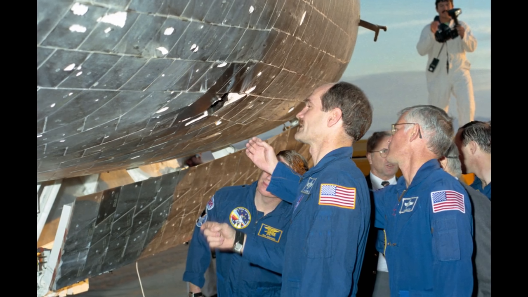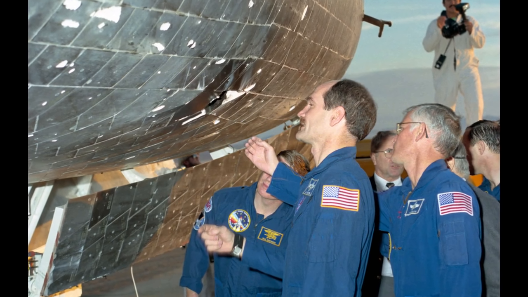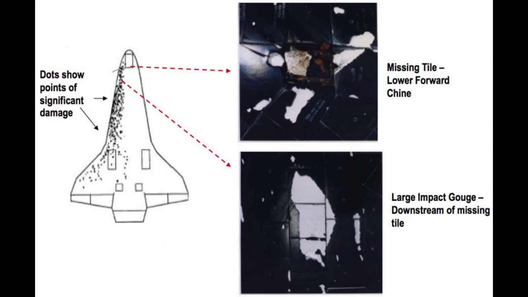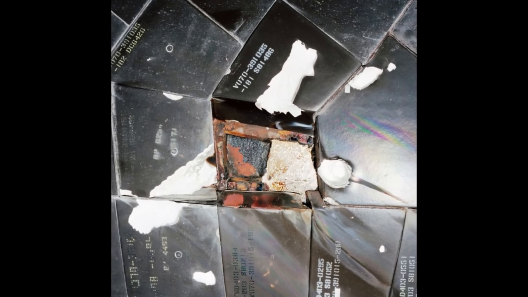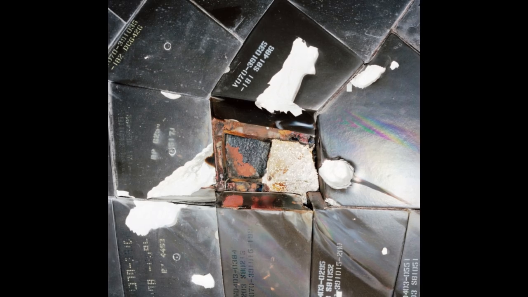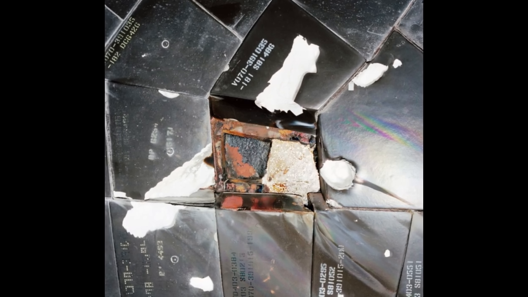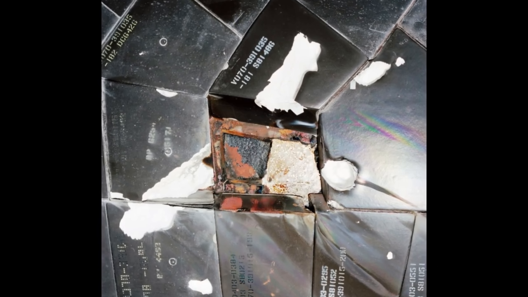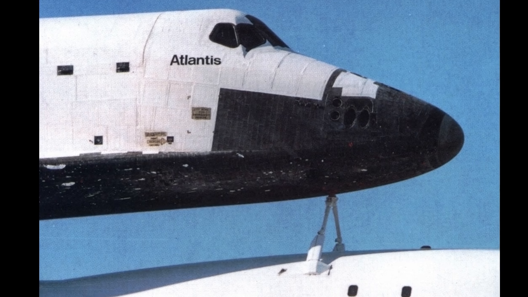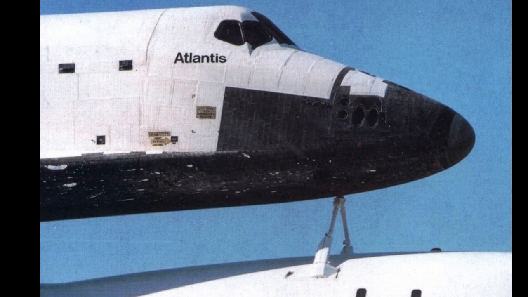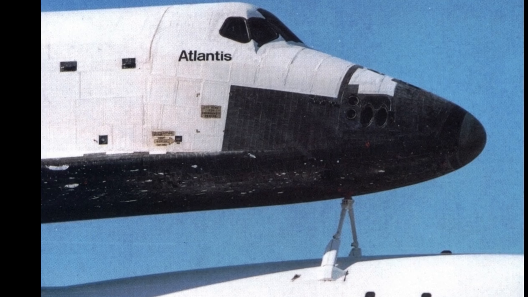STS-27 would re-enter and land safely, but the damage was extremely extensive. Over 700 tiles were damaged, and one tile was missing altogether. This missing tile was located over an aluminum mounting plate for an antenna, and this metal plate absorbing the heat was likely the only thing that prevented a burn-through that would have destroyed the entire orbiter. STS-27 came very close to being lost, and unfortunately, this is not the only time I'll say these words during this video.